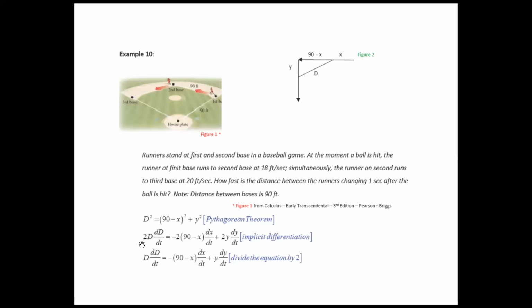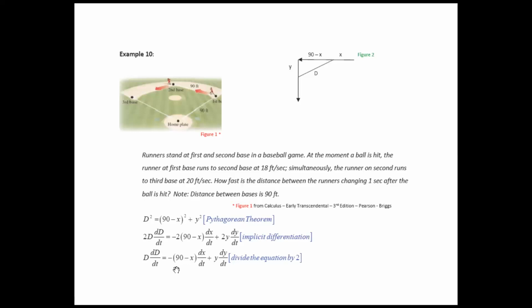Okay. Now, the derivative of D squared is 2D dD/dt. The derivative of this is 2 times (90 minus X) to the first power times the derivative of what's inside, which is -1, giving us a -2 here, dx/dt. The derivative of Y squared is 2Y dy/dt. Since we have 2's everywhere, let's get rid of the 2's by dividing everything by 2. You don't have to do this, but we've chosen to do this.